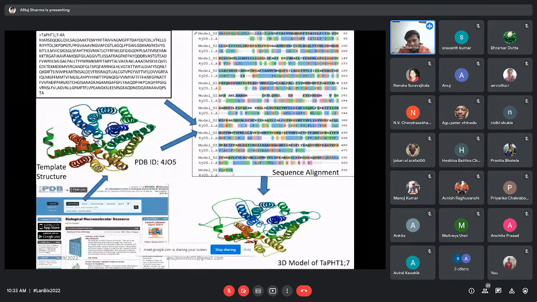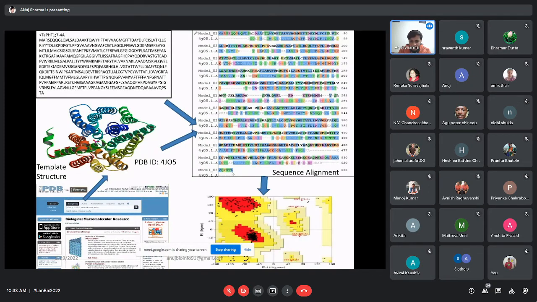And then we predicted 3D models, and this 3D model we predicted using Swiss modeler, and based on this we also evaluated it further using the Ramachandran plot. Based on the Ramachandran plot we can say that this is good, showing more than 90% of residues in favorable regions. So we can consider this type of protein structure in our study.